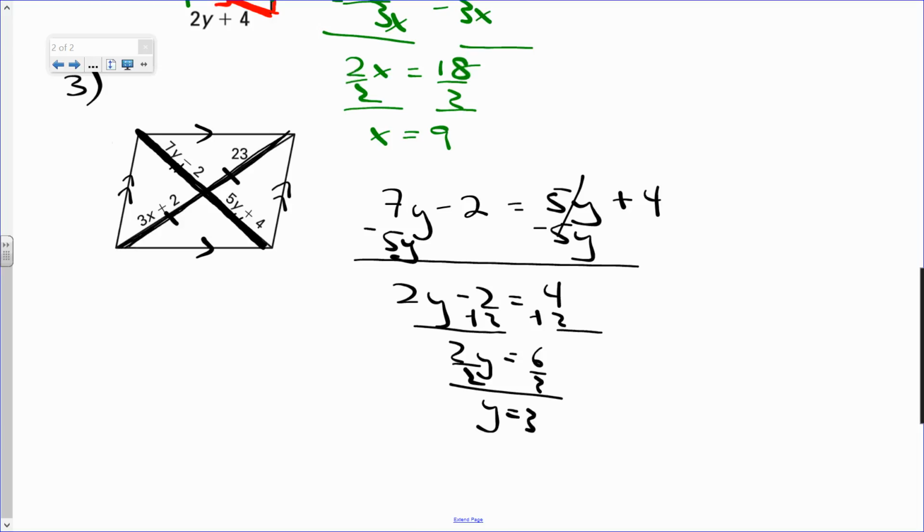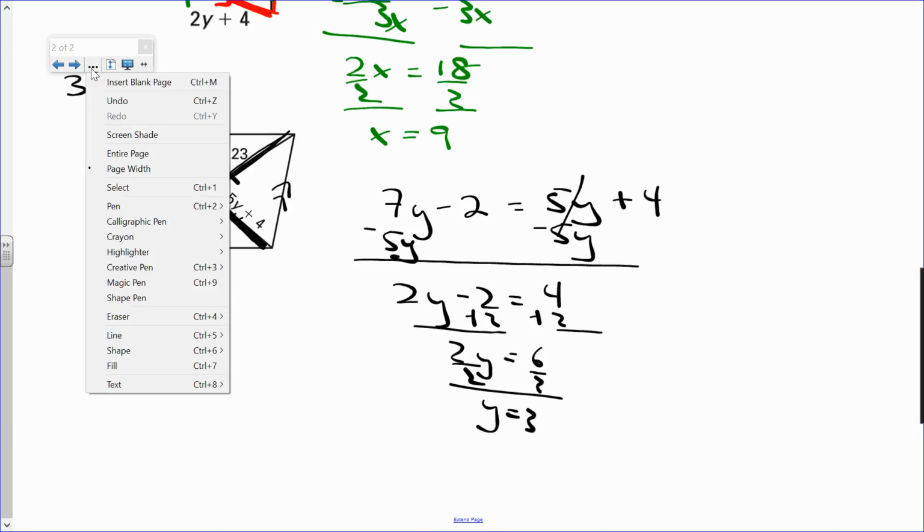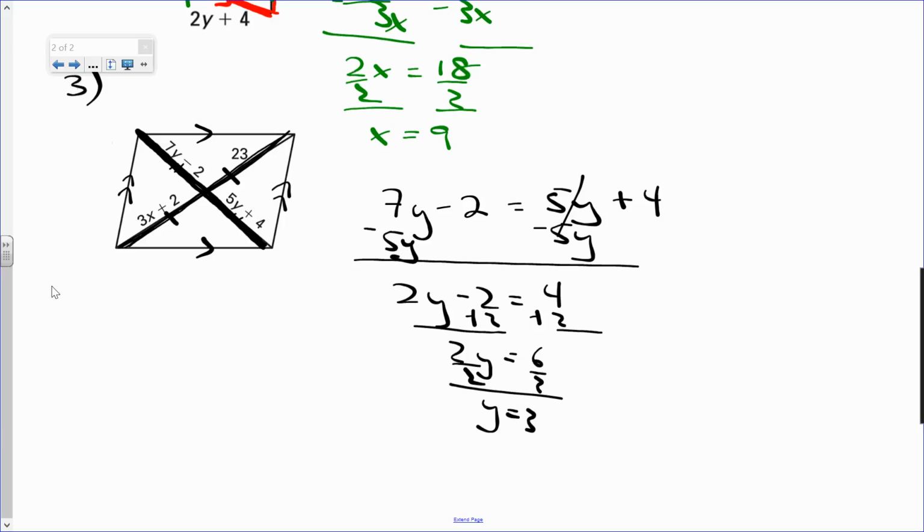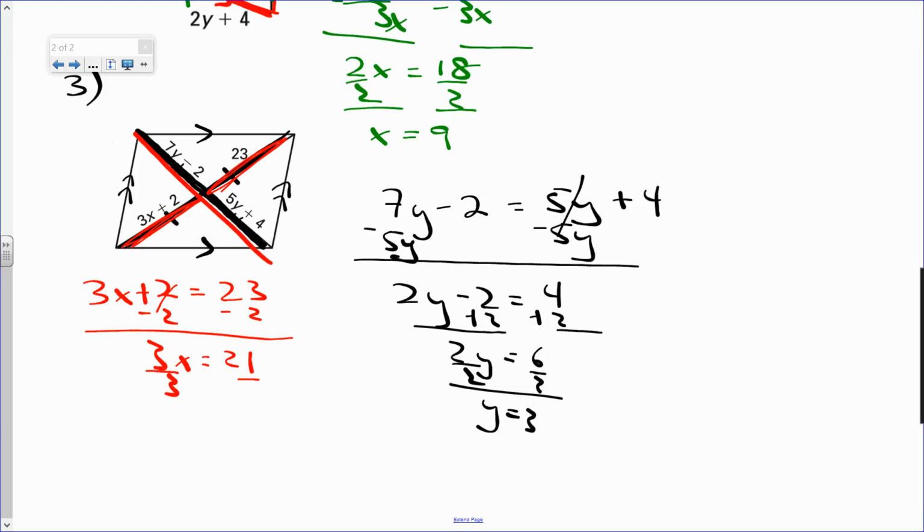Cool. Let's solve for x now. It's the other diagonal, right? So that means this segment and this segment are congruent because this diagonal chopped it in half. So I have 3x plus 2 is 23. Cool. Let's get x alone. Let's isolate it. 3x then is 21. X is 7. Beautiful.